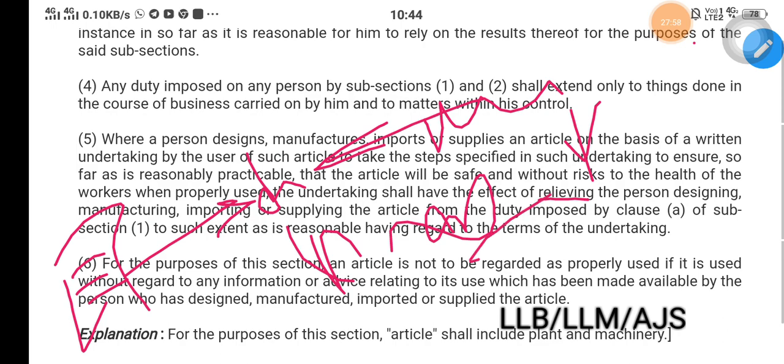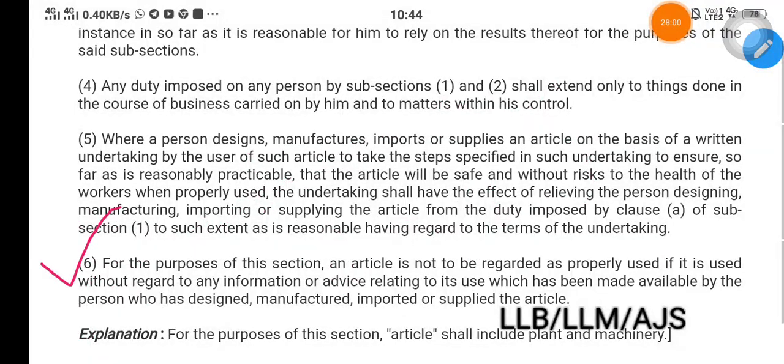Then comes subsection 6. For the purpose of this section, an article is not to be regarded as properly used if it is used without regard to any information or advice relating to its use, which has been made available by the person who has designed, manufactured, imported, or supplied it.